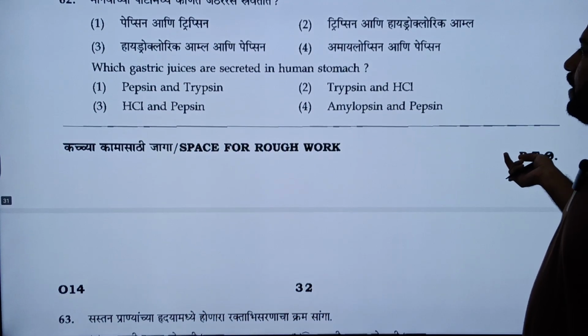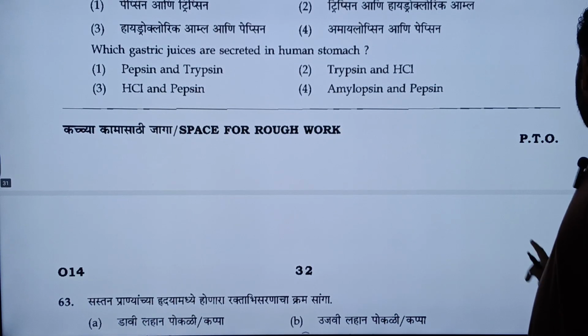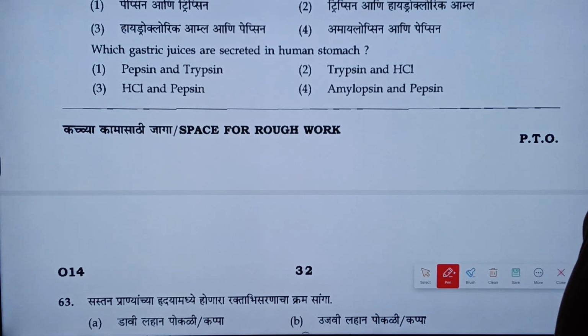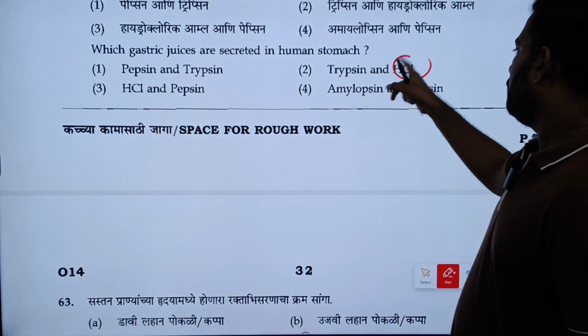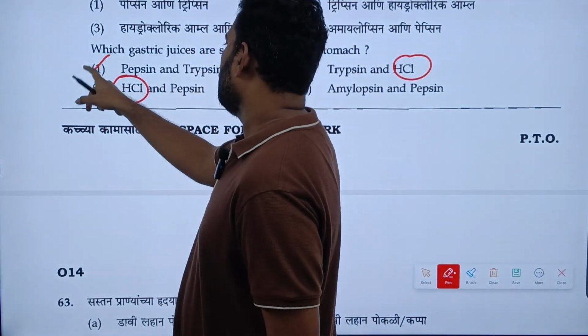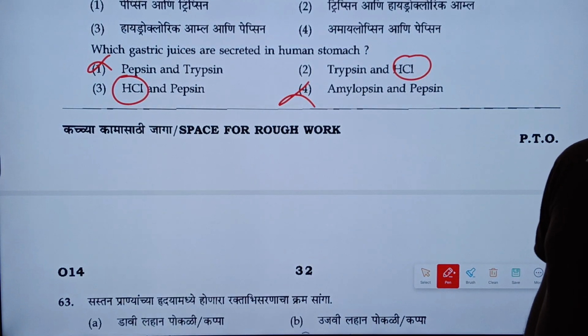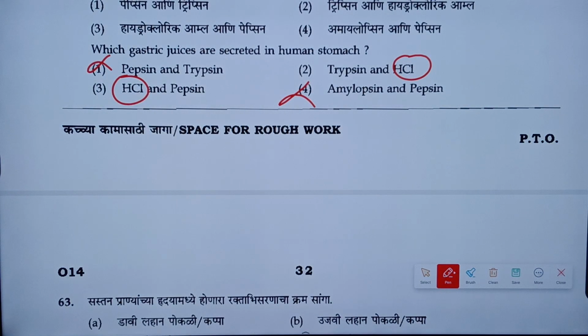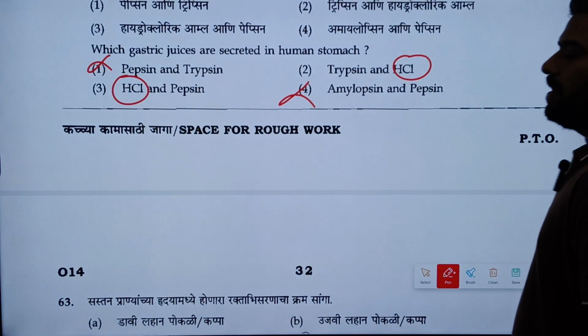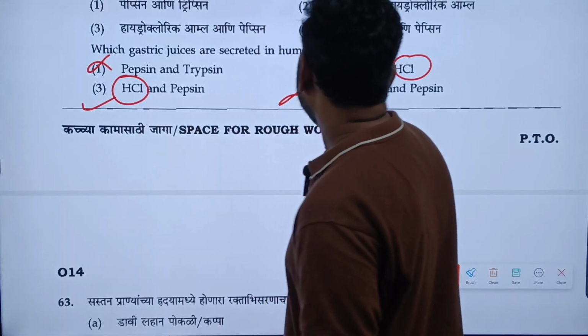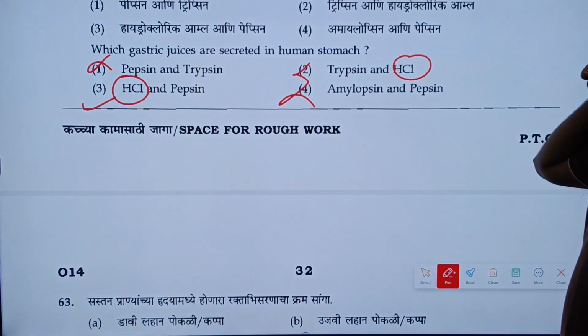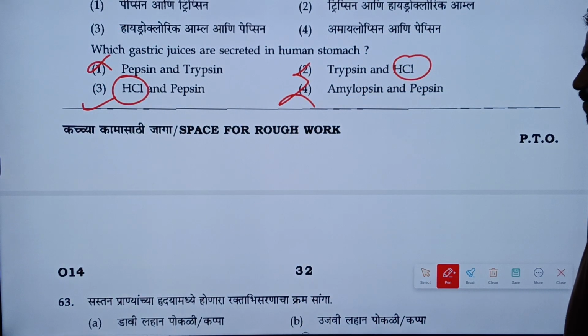Which gastric juices are secreted in the human stomach? Pepsin, trypsin, HCl: HCl is 100% sure. HCl is there, so 1 and 4 are eliminated. Trypsin and HCl, or HCl and pepsin. You have to choose between 2 and 3. So the right answer is HCl and pepsin. Gastric juices present in the human stomach. Straightforward question again.